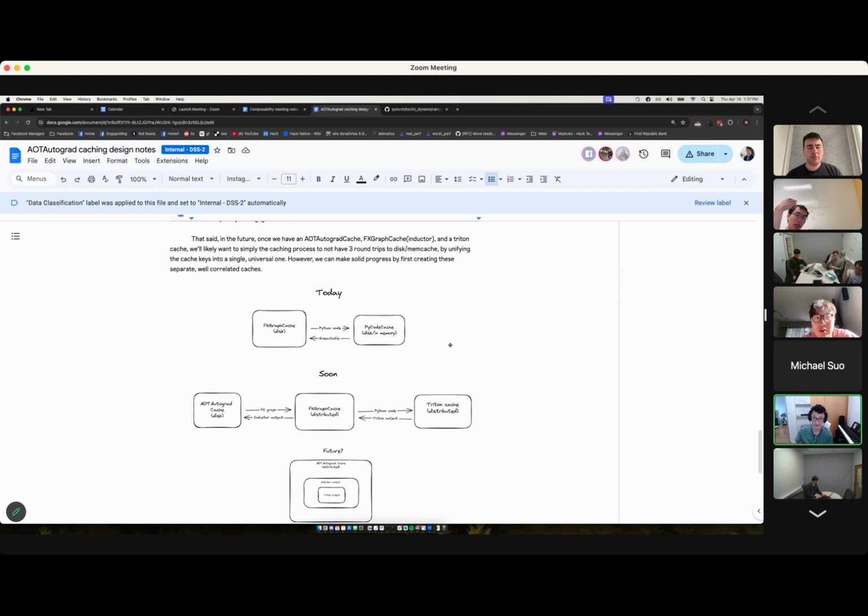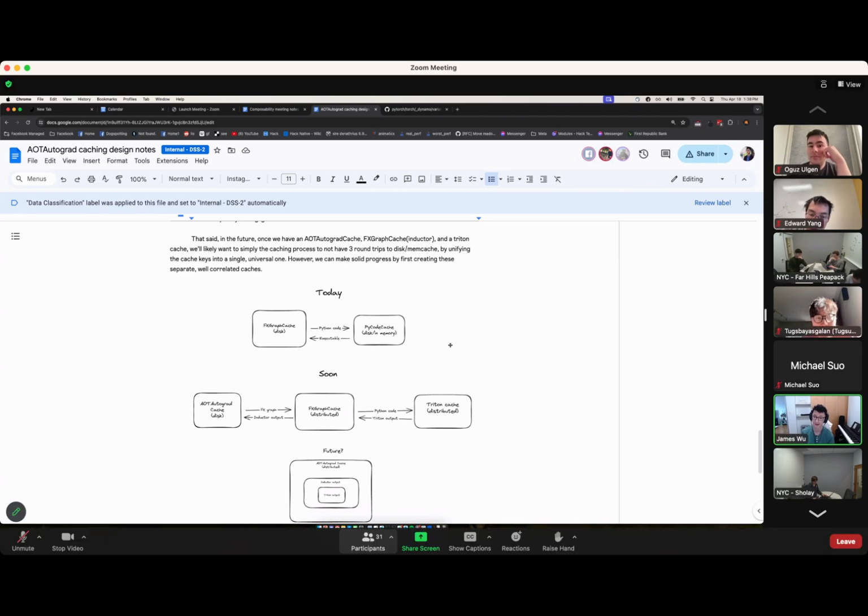Actually, tell us how the testing for the inductor cache works today. There's a set of unit tests called test code cache, and I think the way it's implemented is that we give it a bunch of examples of FX graphs, and we expect some set of outputs from it. I'm not 100% sure if there is more complicated testing than that. Essentially, it's just a set of inputs and outputs.